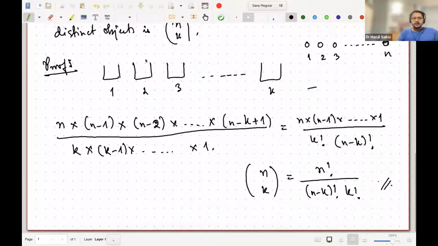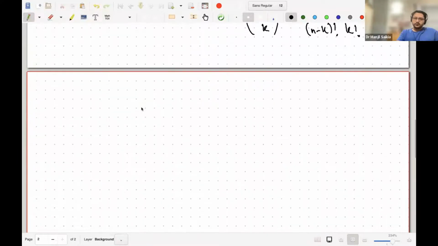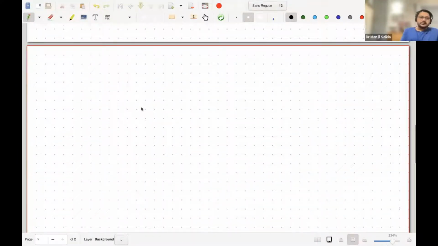Now let's look at some properties of binomial coefficients. All of these properties are very easily proven using algebra, but that is not the point. The point is to prove these using combinatorial thinking.